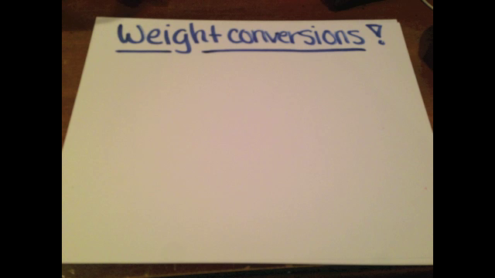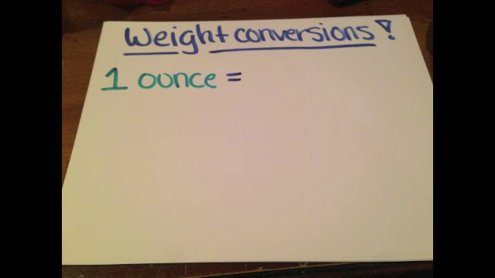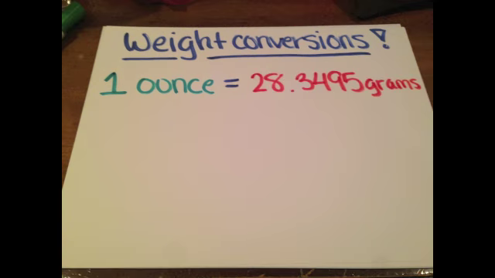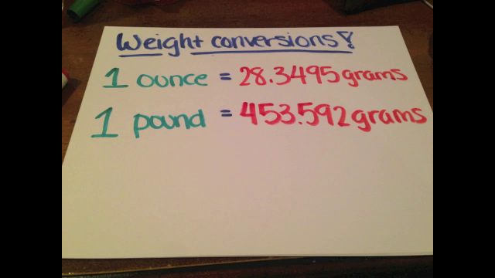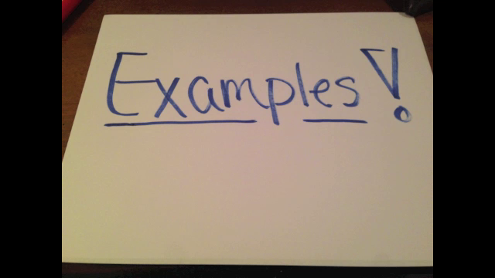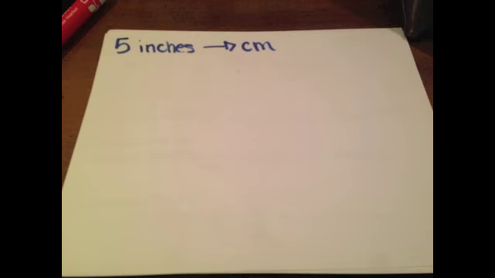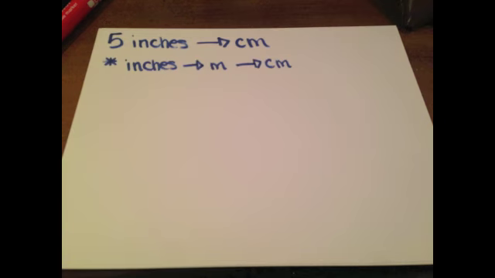Now we'll show you the weight conversions. 1 ounce equals 28.3495 grams, and 1 pound equals 453.592 grams. Now we will be showing you how to mathematically convert from standard form to the metric form. In this problem, we'll be converting from 5 inches to centimeters.